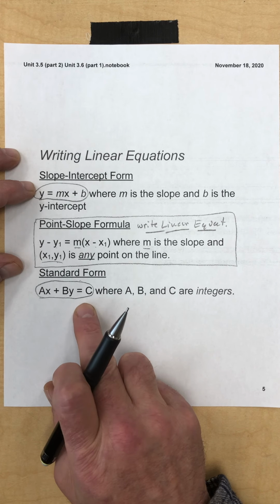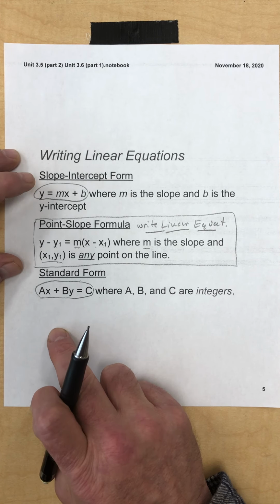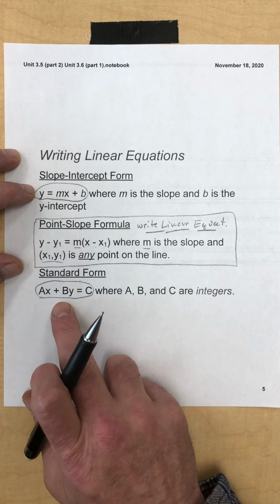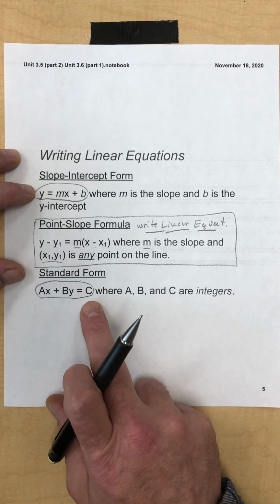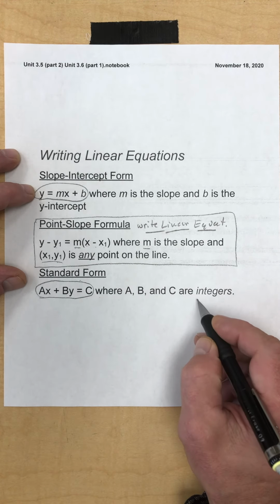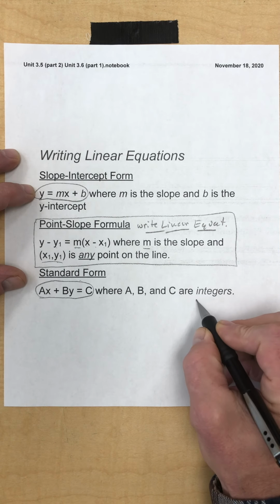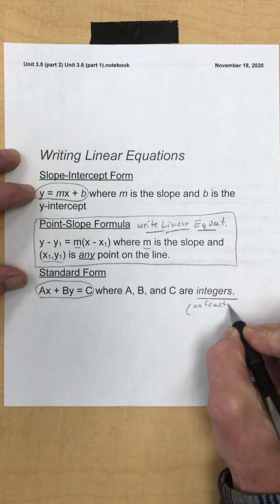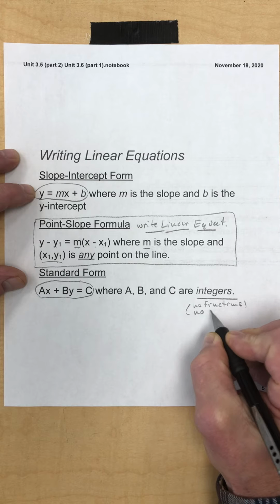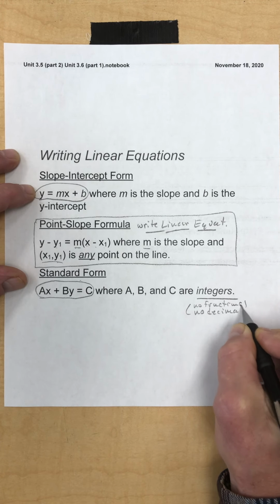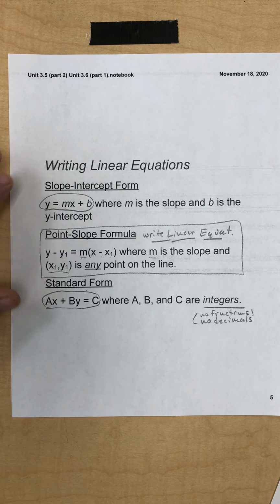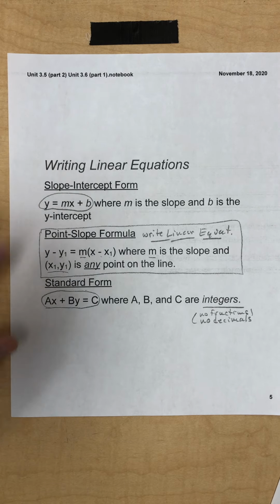Now in standard form, notice it's not y equals like slope-intercept form. You have the two terms with x and y on the left-hand side, and a constant on the right-hand side, and these numbers have to be integers. That means no fractions and no decimals. So I want to throw a couple of examples at you of what we mean when something's in slope-intercept form and something's in standard form.